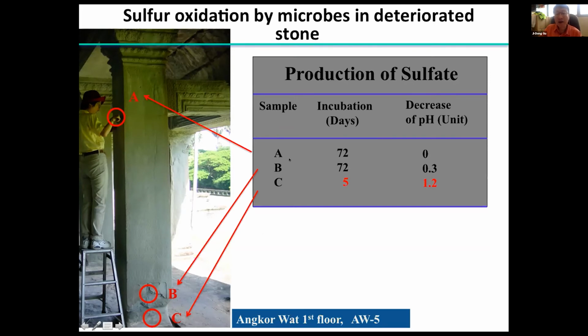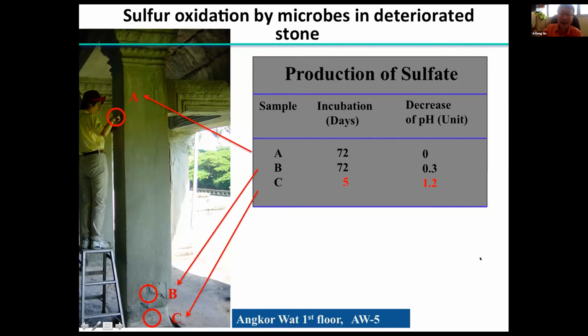For the 3 samples we took, we incubated them in culture media for sulfur oxidizing microorganisms. What we see is within 5 days, C, which is the very lowest part, had a pH drop of 1.2. This means production of high acidity, a lot of acid being produced. But for B and A, even after incubating for more than 2 months, the pH drop was minimal, very little, and particularly for the top part, there is no pH drop.